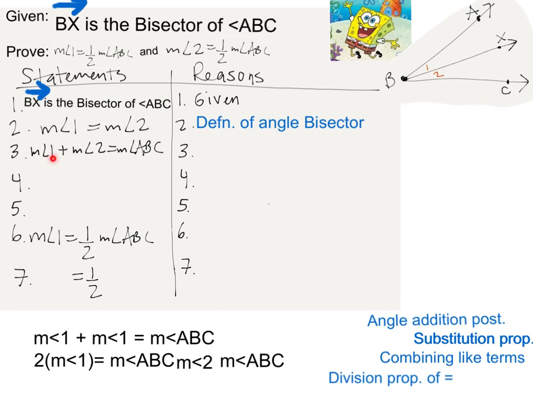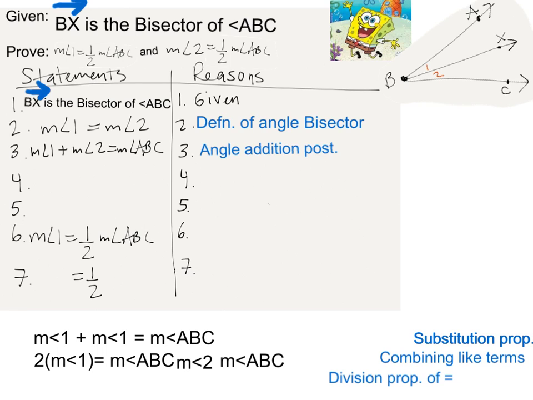Then they say the measure of angle 1 plus the measure of angle 2 is the full angle. Now that's just angles adding together. That's the angle addition postulate. All right, not so hard.